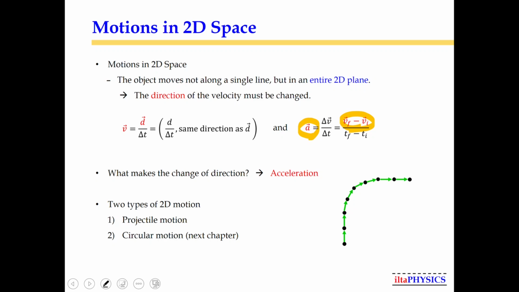From now on, we'll focus on two main types of two-dimensional motion. First, projectile motion, which we'll study today. Second, circular motion, which we'll cover next time. Now let's take a closer look at how acceleration changes the direction of velocity.